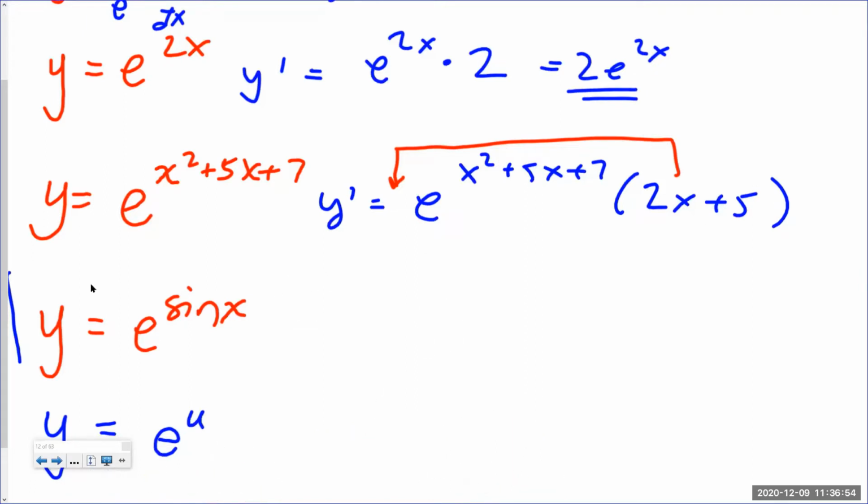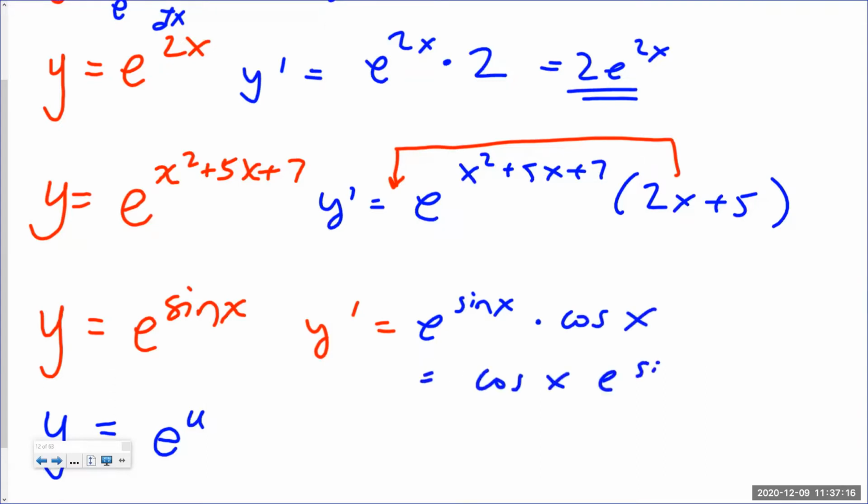All right, and then right here, e to the sine x, if you took the derivative of that, it looks hard, but it's not. First, you do what? First, you copy it. Then you multiply by the derivative of sine. What is the derivative of sine? Cosine. Okay, so this would be cosine x. And then you probably would see it like this more so than you would see it like that, but they're both the same thing.